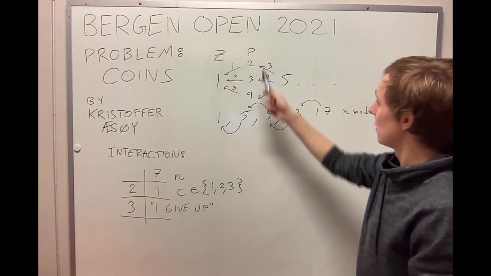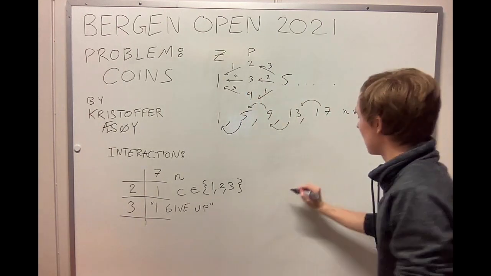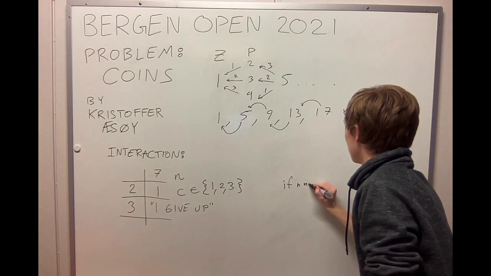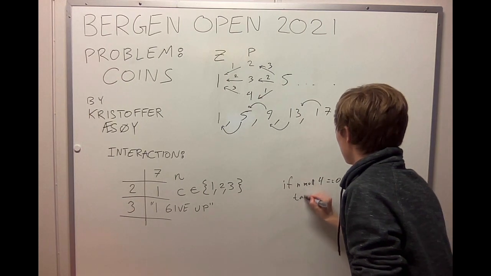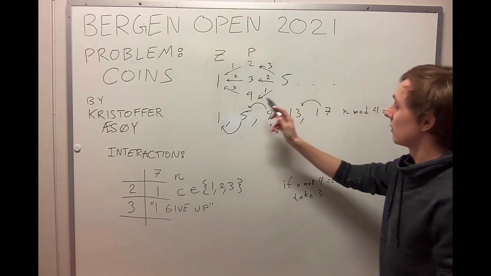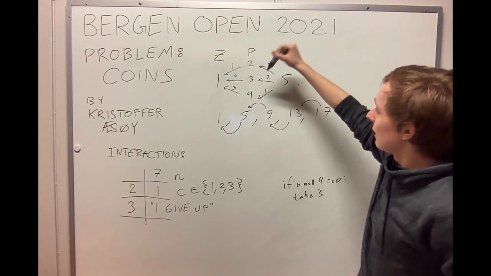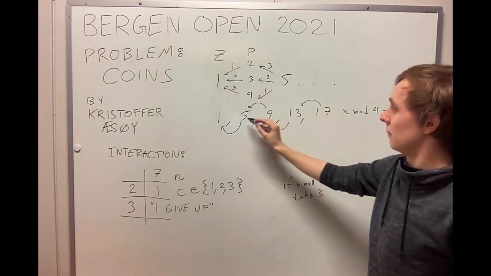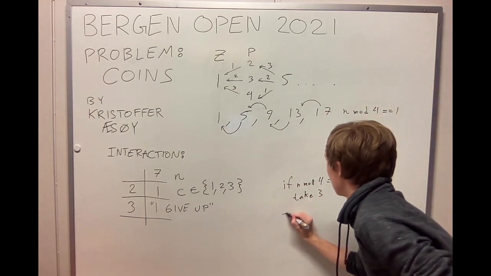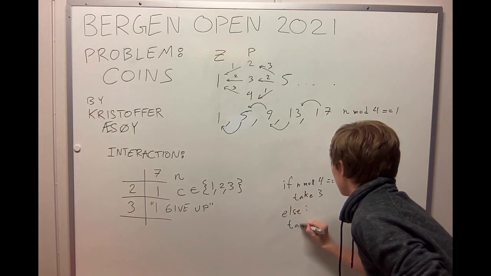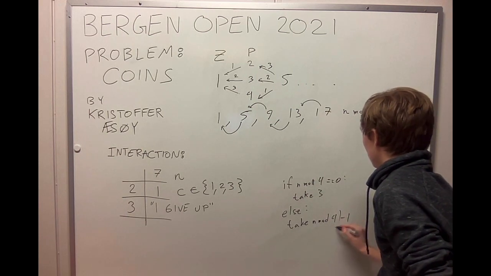But we notice that if we have n mod 4 equal to 0, then we can take 3 coins. So we can say as a case, if n mod 4 equals 0, then we take 3 coins. And then, if we exclude this, we can take n mod 4 minus 1 coins for the other cases. The only time this will be incorrect is if we're actually in the losing position in one of these numbers. But we will never be there if we just keep playing optimally. So that would be the else case here. We'll just take n mod 4 minus 1 coins.